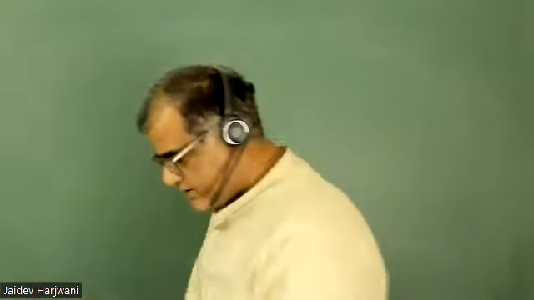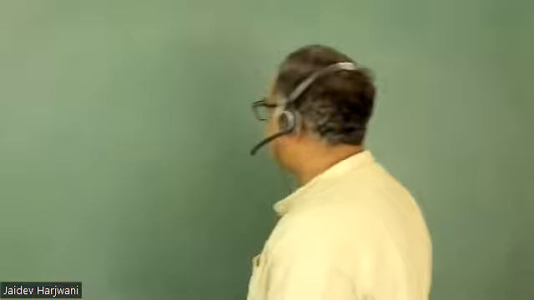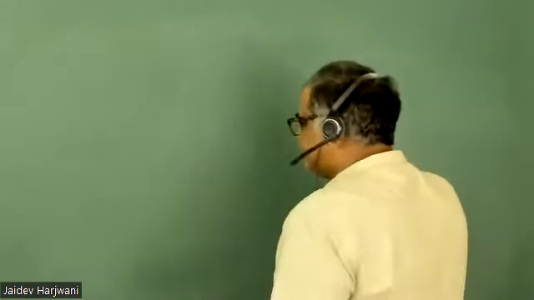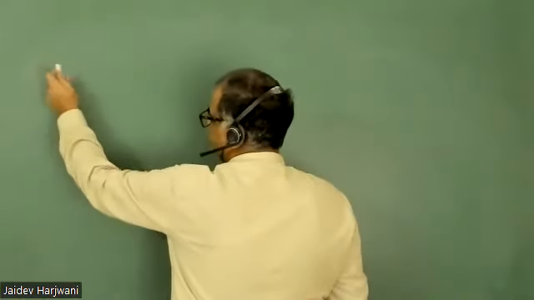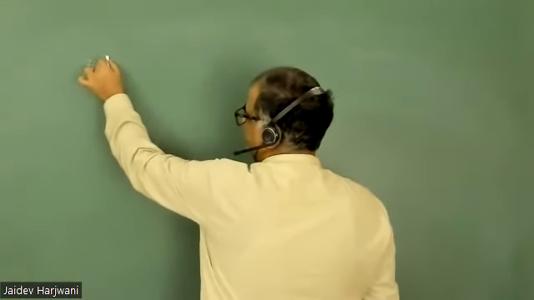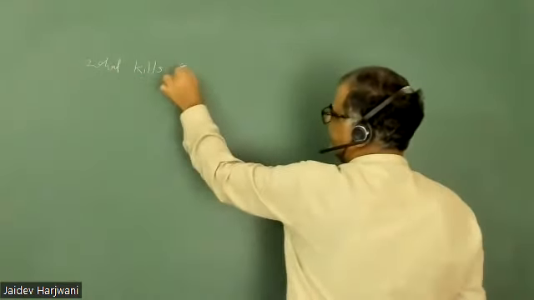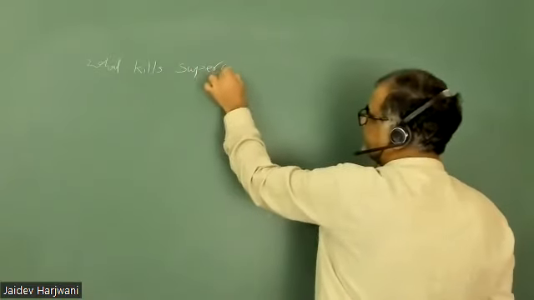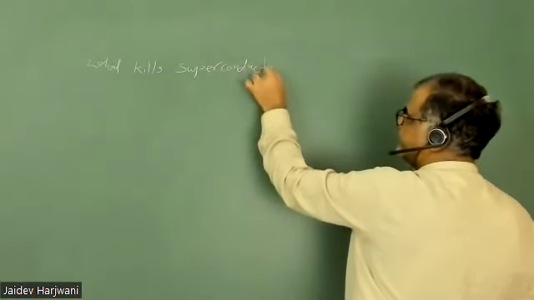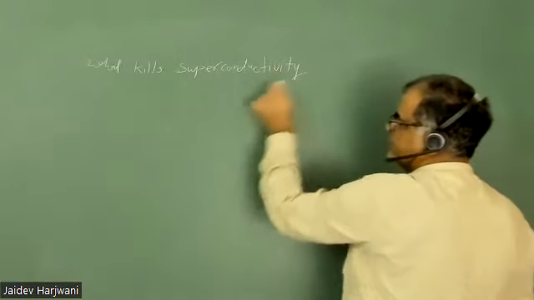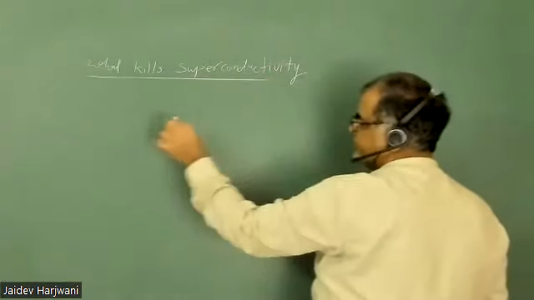Now superconductivity can be destroyed. Superconductivity is a thermodynamical phase, so it can be reversed. You can bring the material back to its normal state. There are 3 parameters by which you can kill superconductivity. So the topic now is what kills superconductivity.